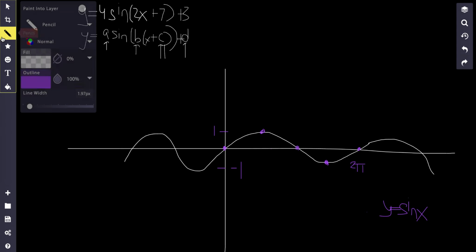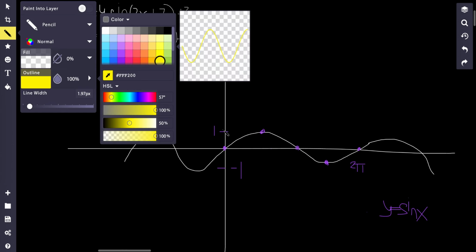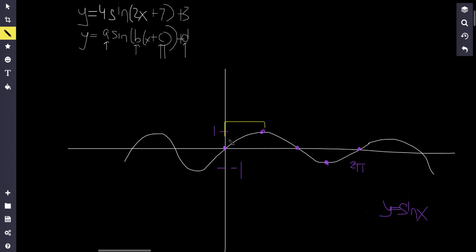It turns out that sine functions are pretty nice, because the distance from one critical point to the next critical point is the same as the distance from this critical point to this critical point. So the distances, all of these yellow marks I've highlighted, are going to be the same value. I haven't drawn this perfectly, but you get the idea.